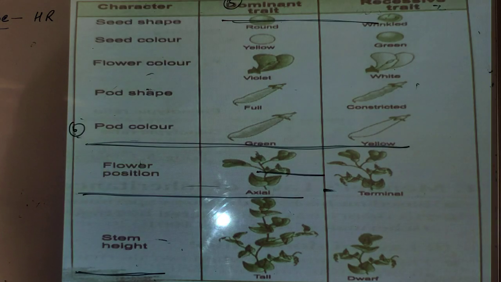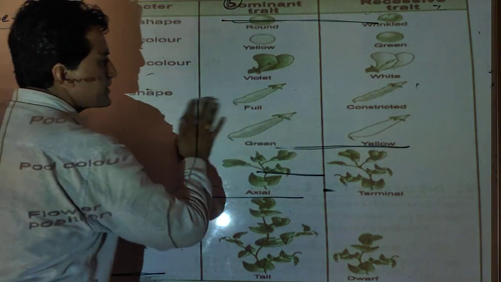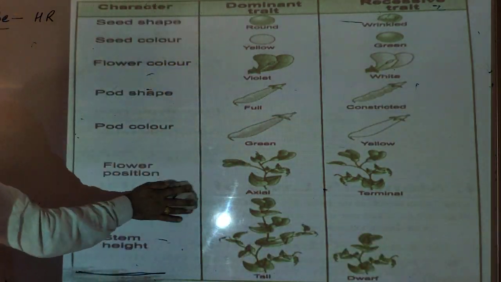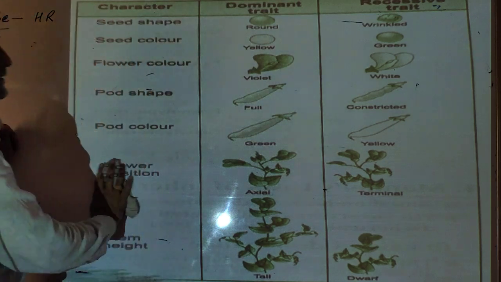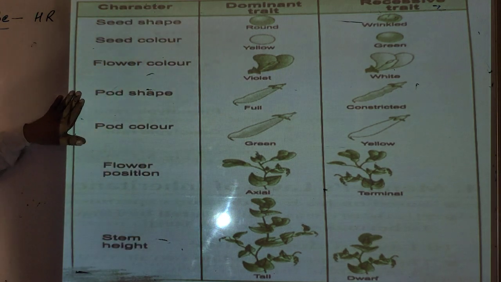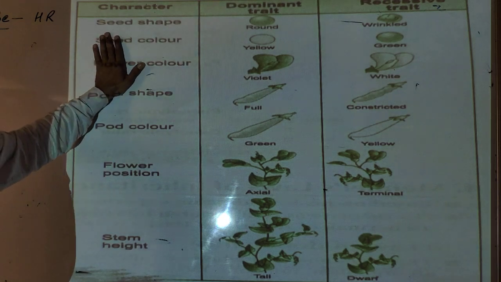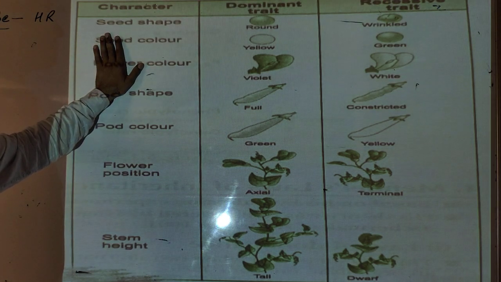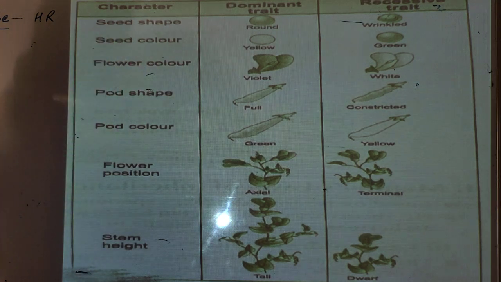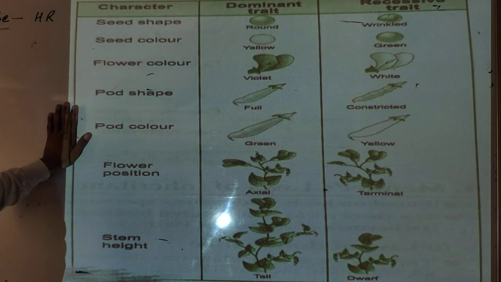In case of that pea plant, Mendel selected a number of traits, as given in your textbook also. Mendel used a total of 7 pairs of traits, and one question should be there. How do we conduct the experiment, which is the dominant form and which is the recessive form?